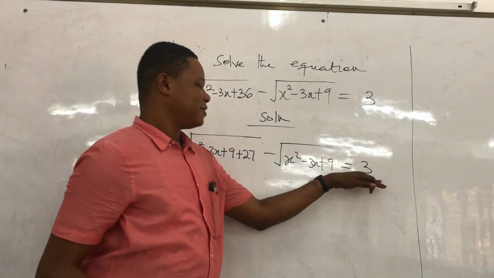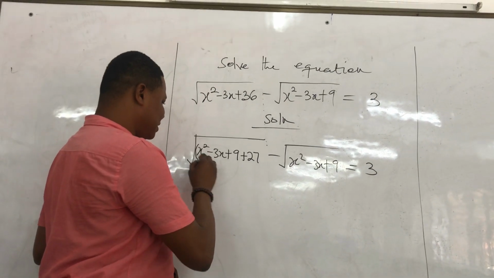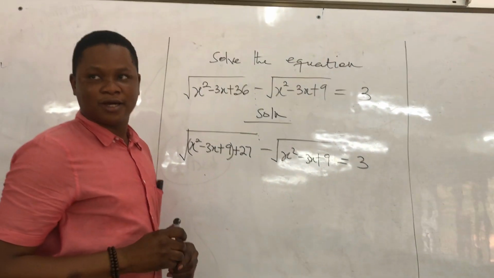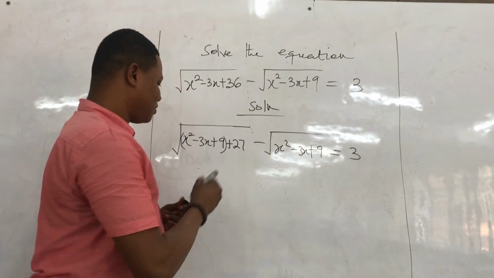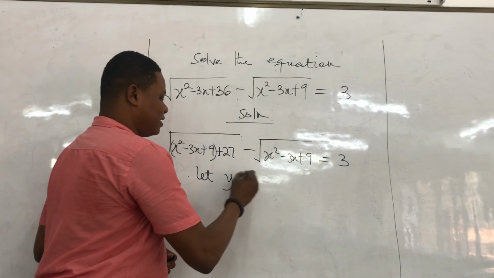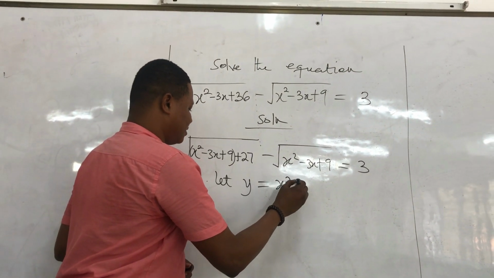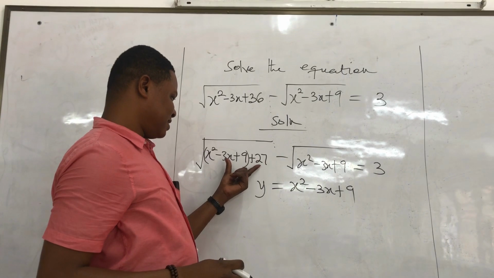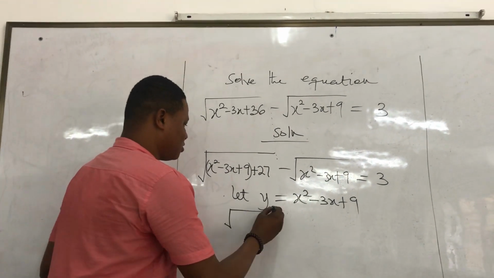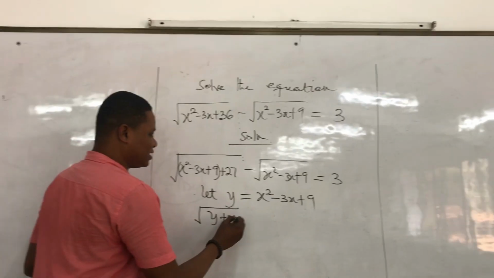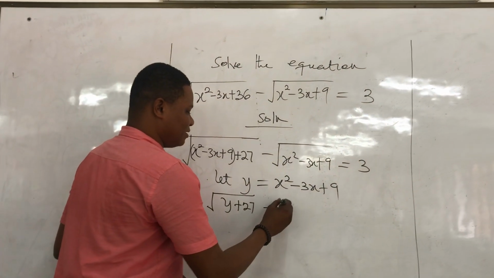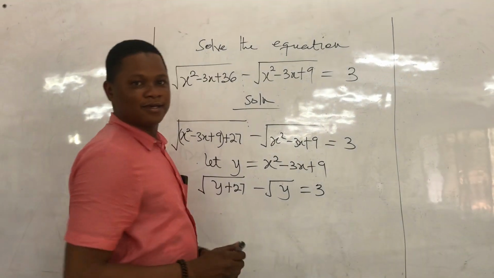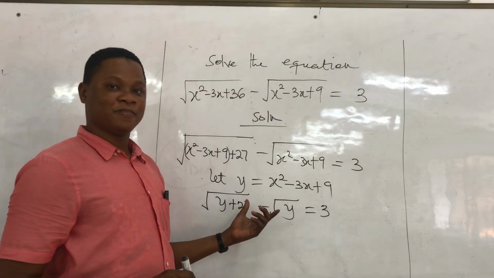So if you look at this, I can see something is common. So let me put this expression in brackets, so that the same expression is here and the same expression is here. Then I'll use the principle of substitution. So we say let y be equal to the expression x squared minus 3x plus 9. And so this side of the equation reduces to y plus 27, and the other side also reduces to just y. So you can see that this equation now looks very simple to solve.